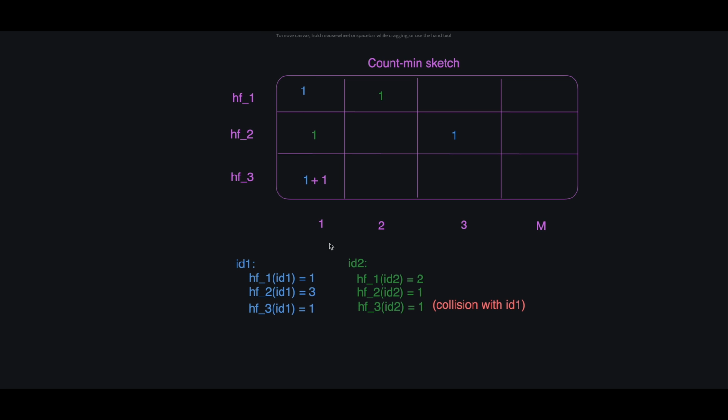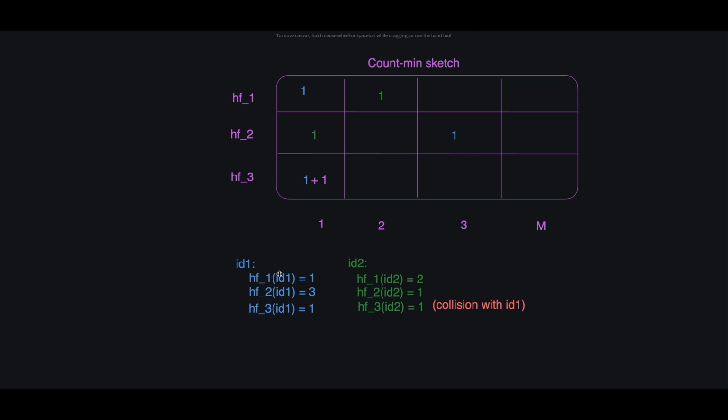We see that hash function 1 gets a result of 1, so we increment this cell by 1. Hash function 2 gave us a result of 3, so we increment this cell by 1. And the same goes for hash function 3. All right, great. Now we have 3 cells corresponding to the count of ID1. How about we take another event of ID1? We will just increment the same cells.